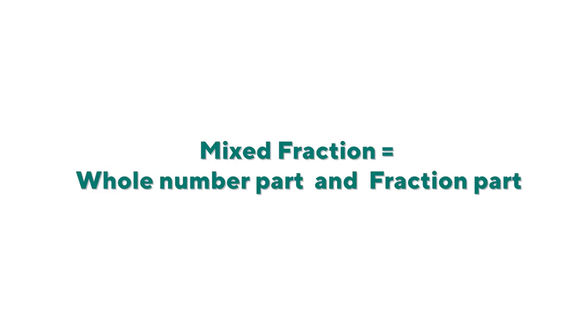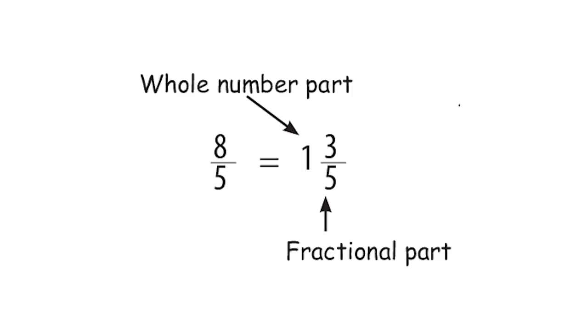A mixed fraction has two parts. One is the whole number part and one is the fraction part. Let's take an example. 8 by 5, as you see, is an improper fraction. This can be converted into a mixed fraction and written as 1 3 by 5. 1 is your whole number part and 3 by 5 is the fractional part. Now, how do we change an improper fraction into a mixed fraction, and how do we change a mixed fraction into an improper fraction? Let's take an example and do it.